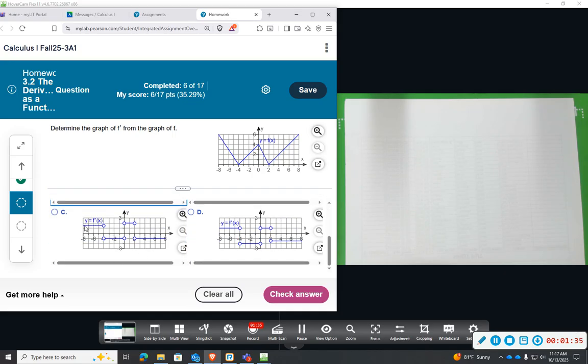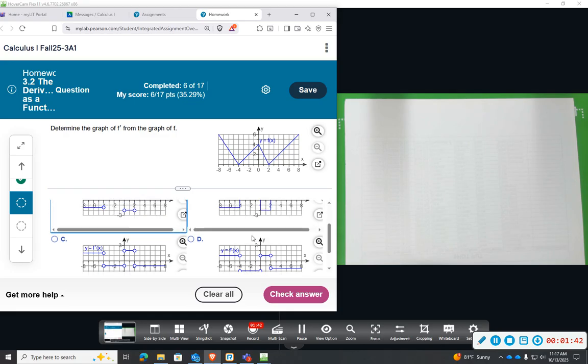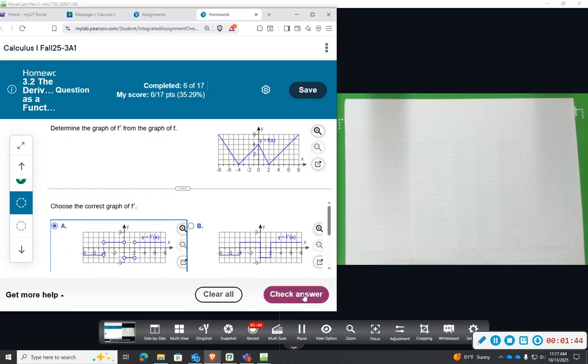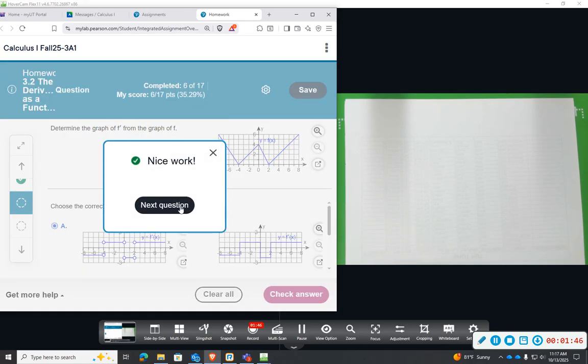This first one is at a +1.5, and we were at a negative. And then this one is also positive. So A is going to be the one that best fits our derivative.